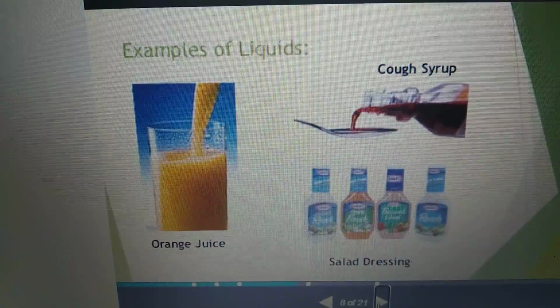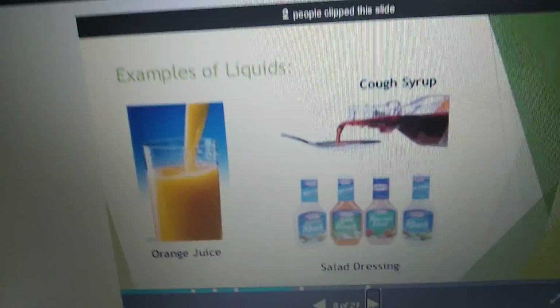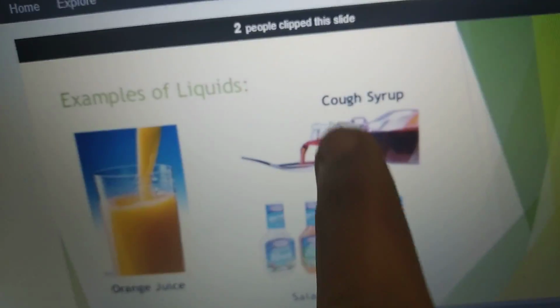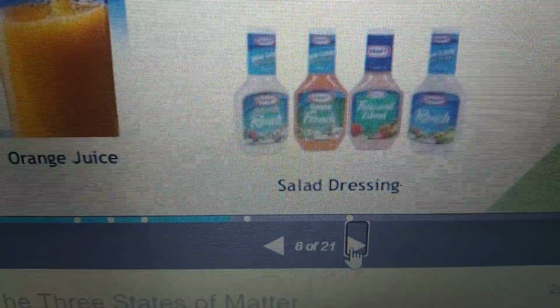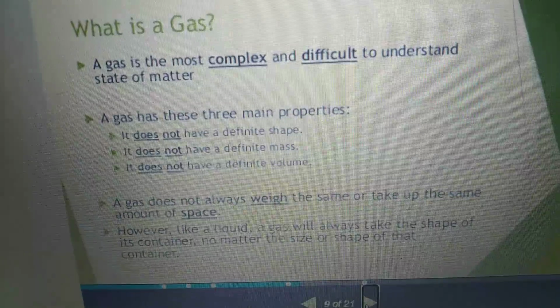These are examples of liquids. Are you seeing orange juice? It takes the shape of the container or not? Here cough syrup also, it takes the shape of the container or not? Here salad dressing, it also takes the shape of the container. Next, coming to the gas.